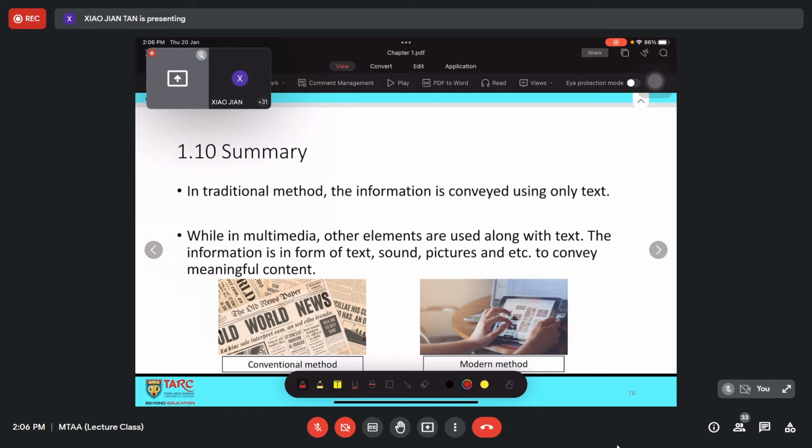For your information, this MTAA, the main knowledge would be surrounding image processing, audio processing, and video processing. So in the subsequent chapters, you will learn about image processing, audio, and also video. The same thing for your practical and also the assignment. So chapter one is really about the introduction only.